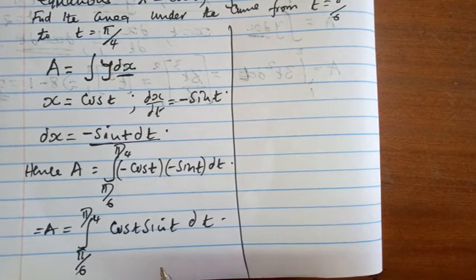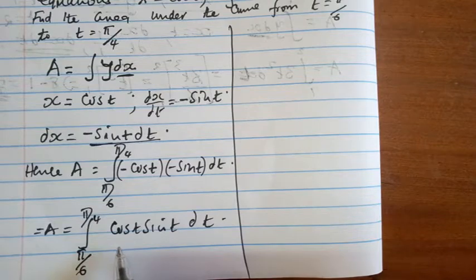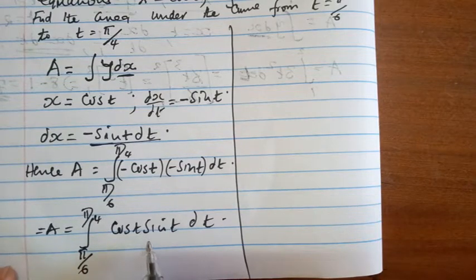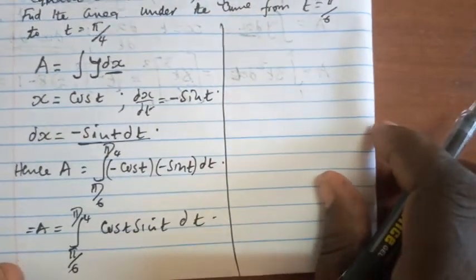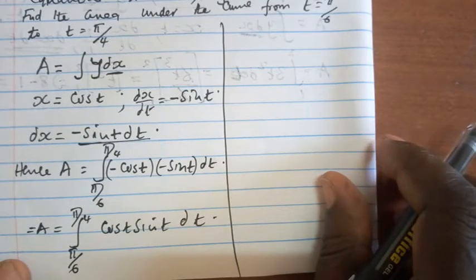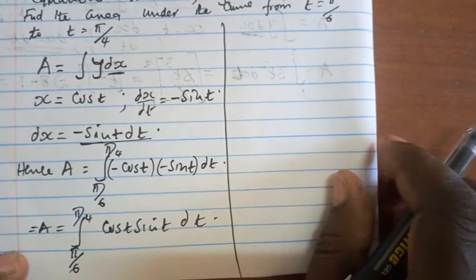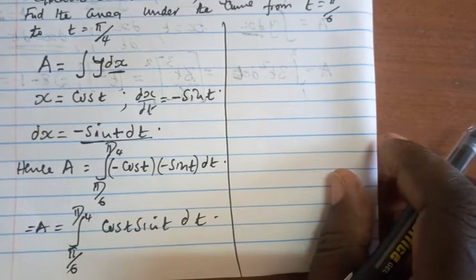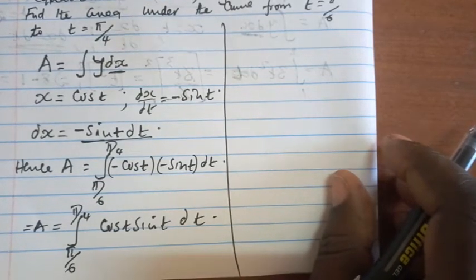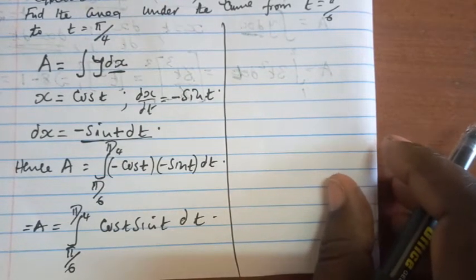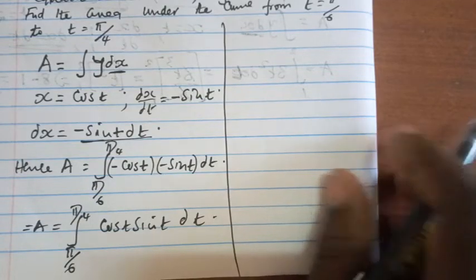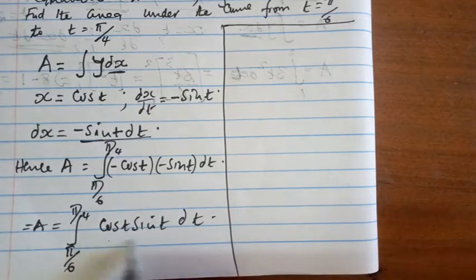But we do not have a direct integral of cos t sine t. So we will have to rewrite this one in a specific trigonometric identity that will give us a direct integral, or that can be integrated directly. We have no direct integral of this, but we can use a trigonometric identity.